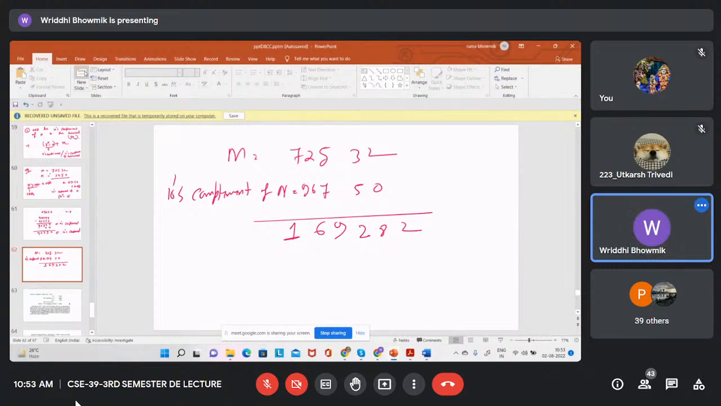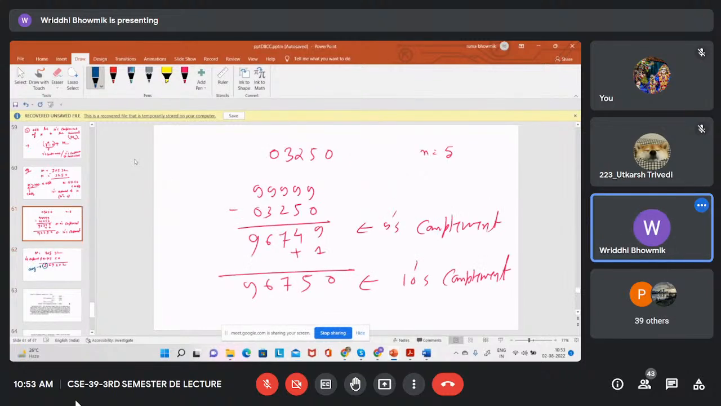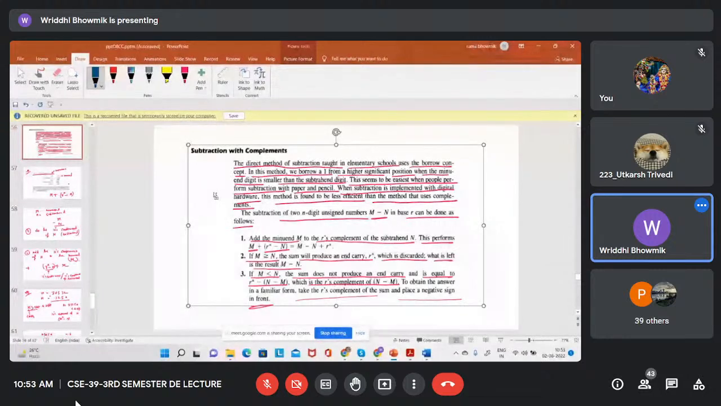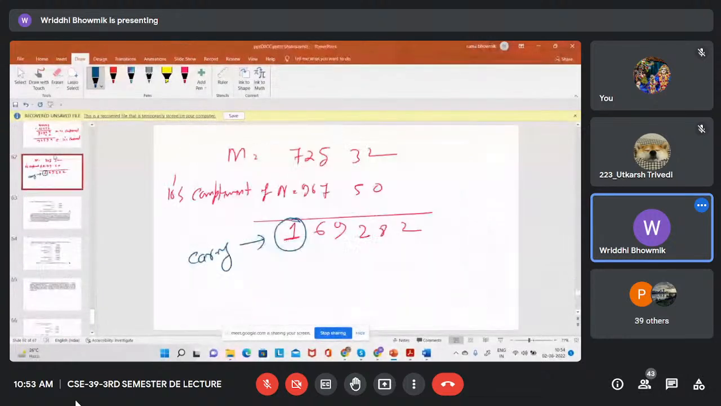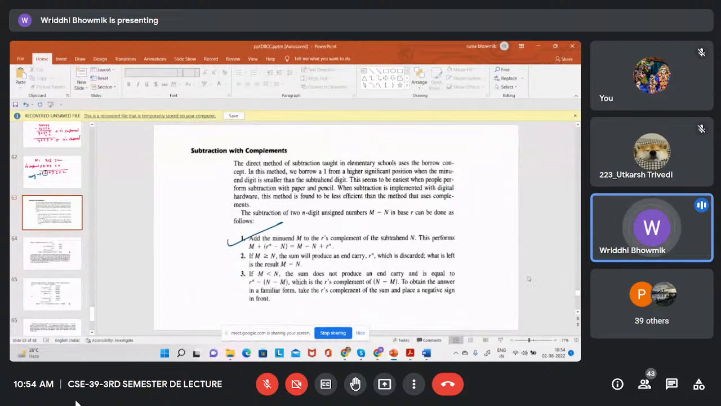Right now you see this result contains 6 digits, but your minuend and subtrahend contain 5 digits. So actually you are getting one carry. This is the end carry. Okay, you see it is written here. So the first step is done, and I have already explained the first step.